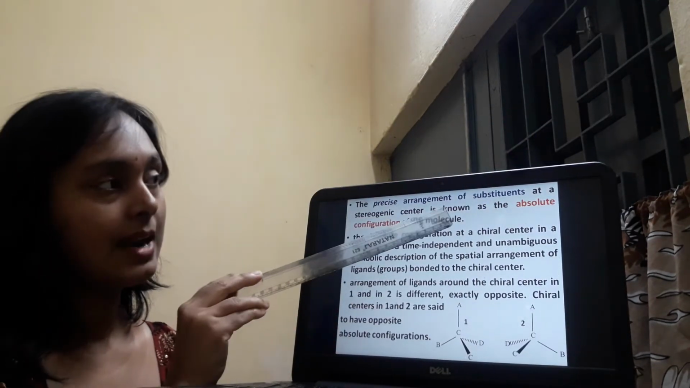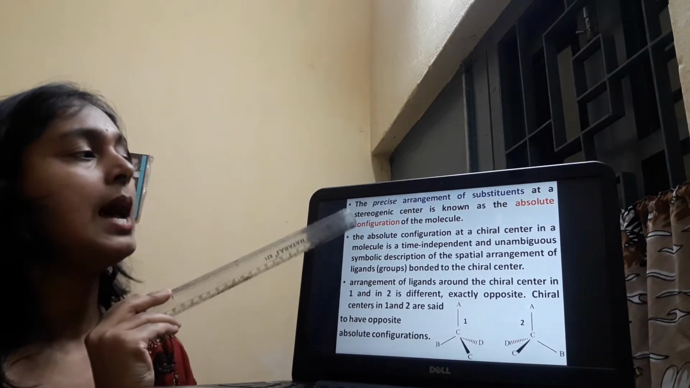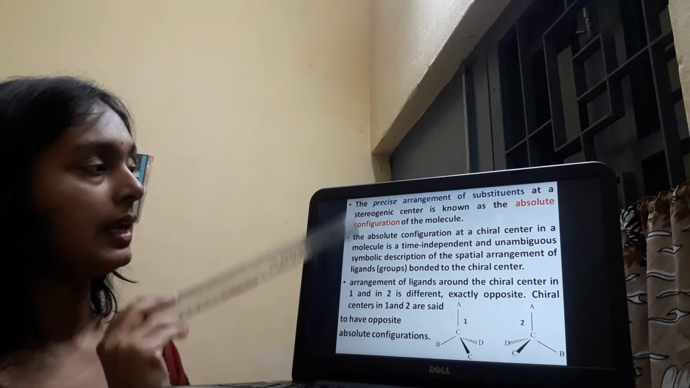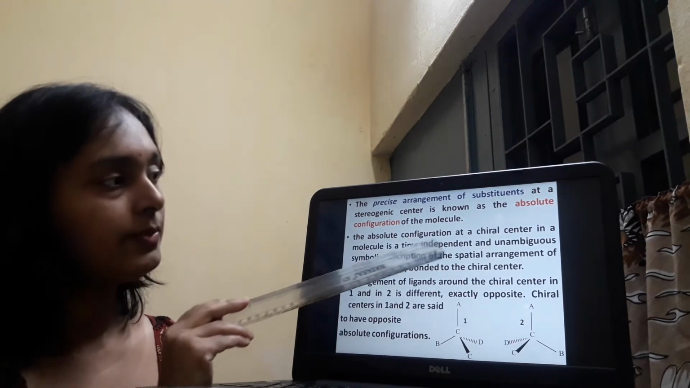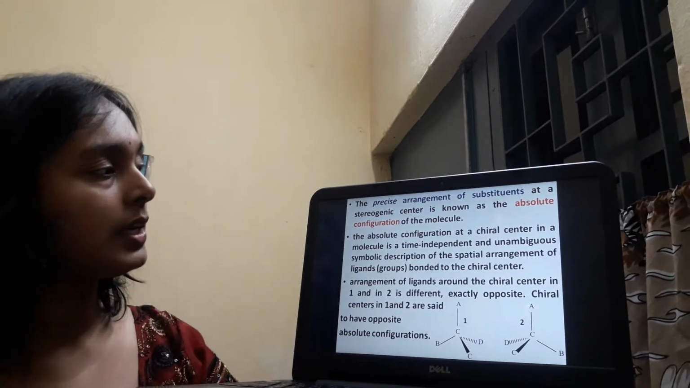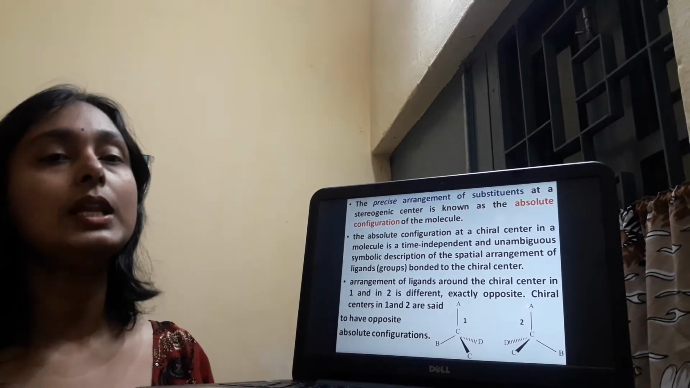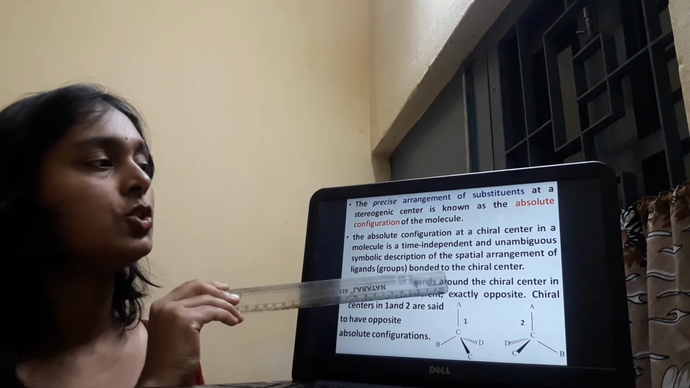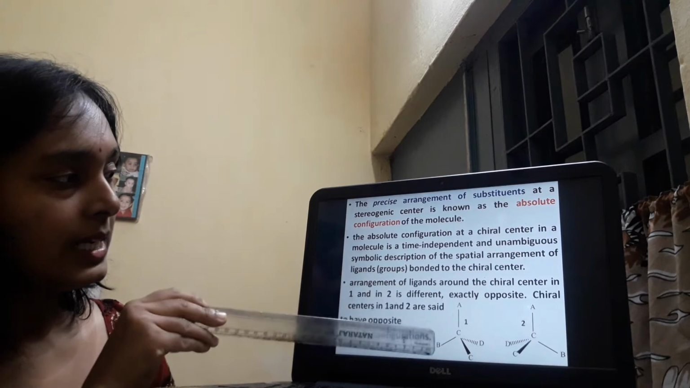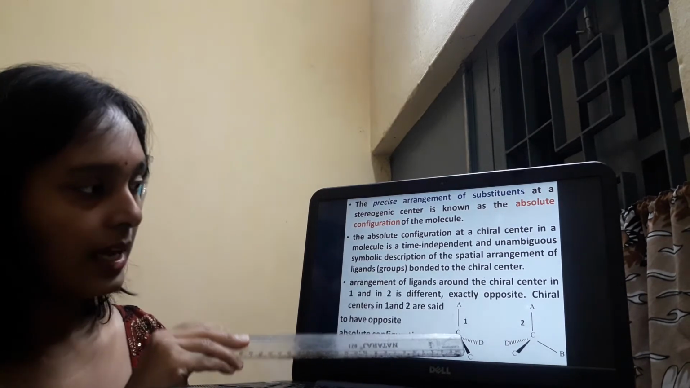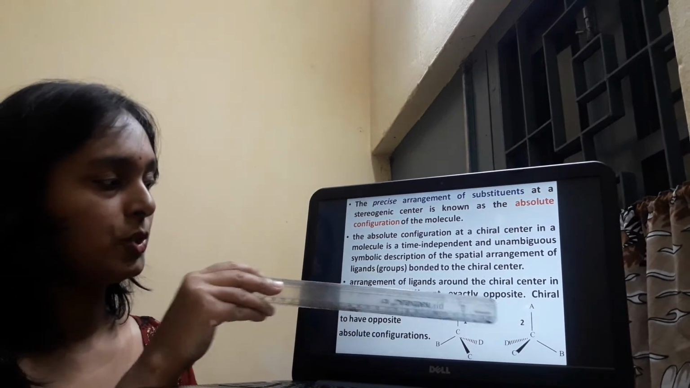The precise arrangement of substituents at a stereogenic center is known as the absolute configuration of the molecule. Along with it, the absolute configuration at a chiral center in a molecule is a time-independent and unambiguous symbolic description of the spatial arrangement of ligands bonded to the chiral center. For example, the arrangement of the ligands around the chiral center for case 1 and case 2 is exactly opposite.